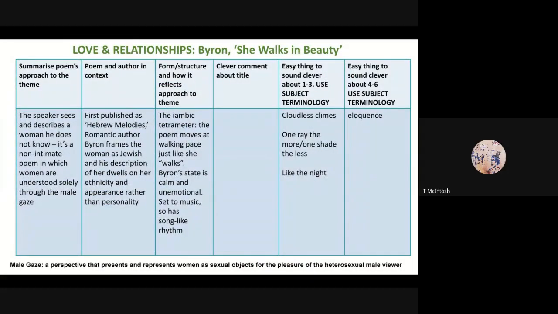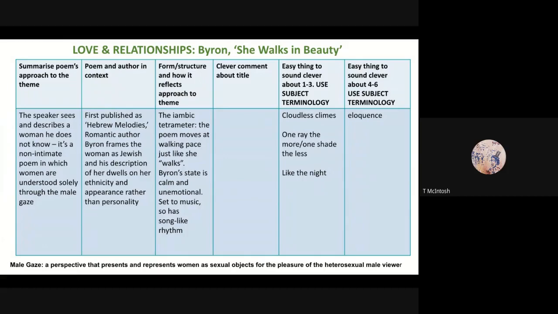So, here it is. I've got it summed up in that way I said you should use as a framework. Summarize the poem's approach to the theme. Speaker sees and describes a woman he does not know. It's a non-intimate poem in which women are understood solely through the male gaze. I've got a note there. A male gaze is the term for a perspective that presents and represents women as sexual objects for the pleasure of the heterosexual male viewer. He's just looking, right? This is all about what he sees and what value he sees of her.